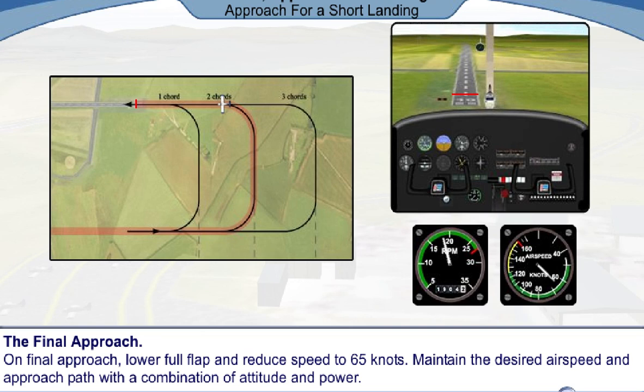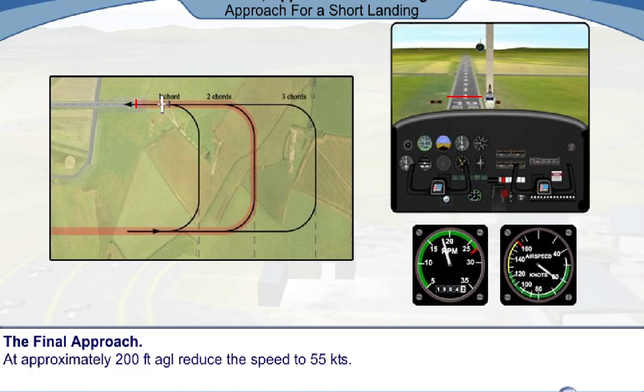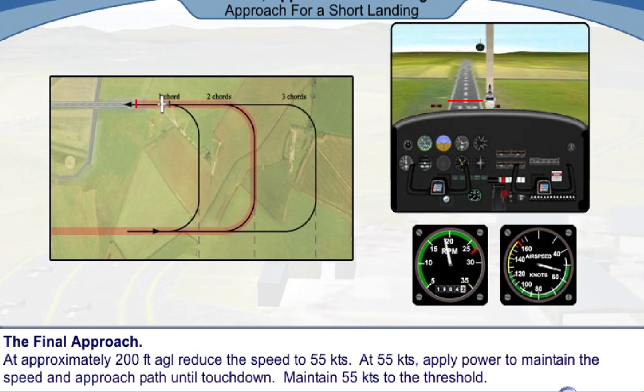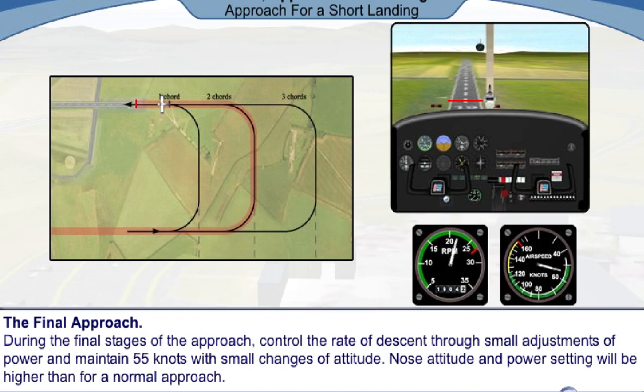At approximately 200 feet above ground level, reduce the speed to 55 knots by raising the nose slightly and reducing power. At 55 knots, apply power to maintain the speed and approach path until touchdown. The remainder of the approach is flown with small adjustments of power to control the rate of descent, and small changes of attitude to reach your touchdown point at a threshold speed of 55 knots. You will notice that there is a higher nose attitude and a higher power setting than for a normal powered approach.